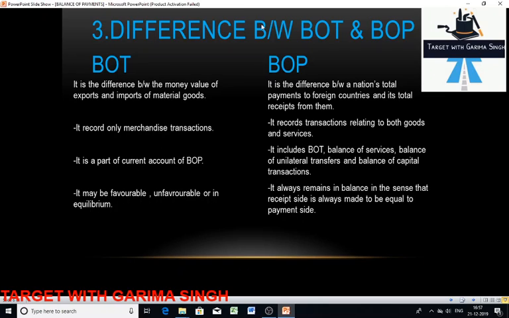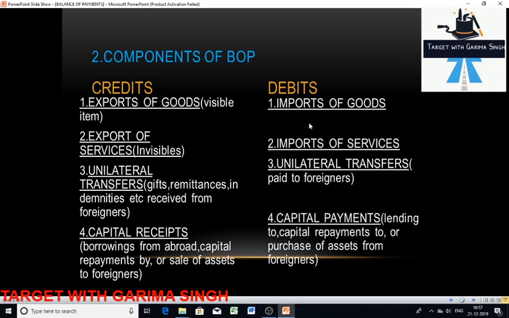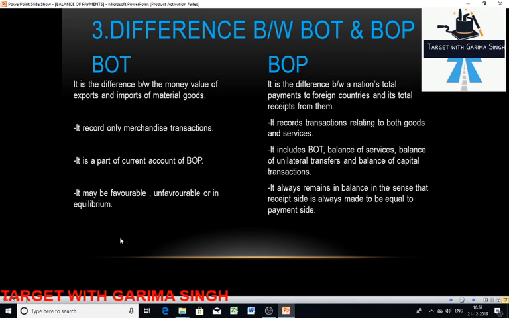Balance of trade is a part of balance of payment. The items should be like which I have discussed: export, import of goods, services, unilateral transfers, capital receipt. These things are to be included in balance of payment, but in balance of trade only export and import of goods, and in balance of payment all the four components. As you can see, this differentiation you can use in your exam. Now I'm going to do the comparison.